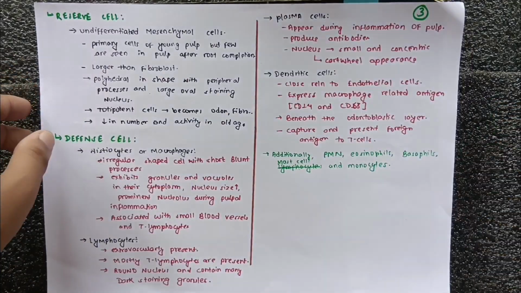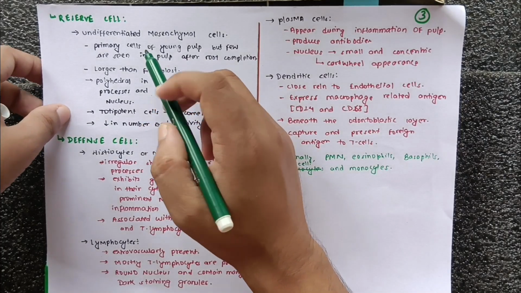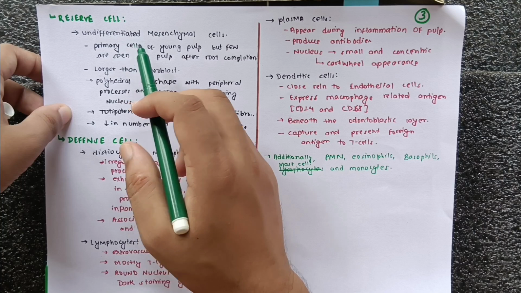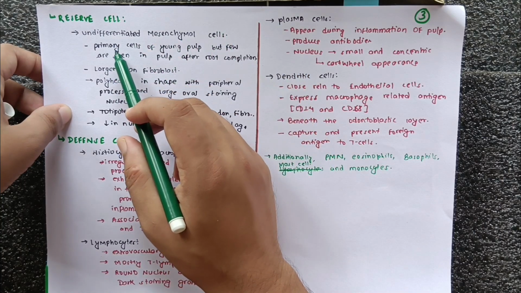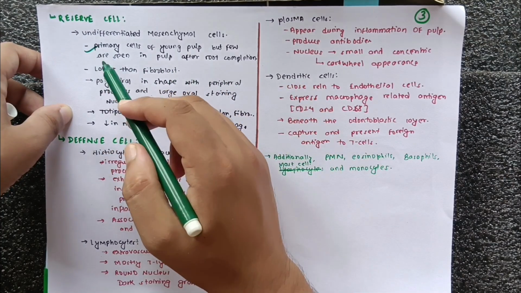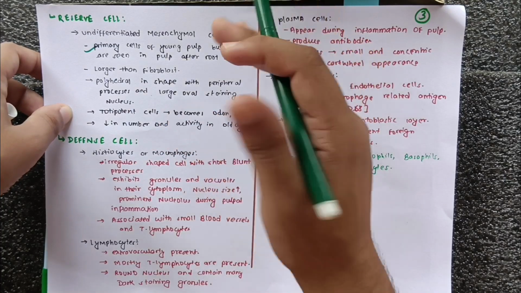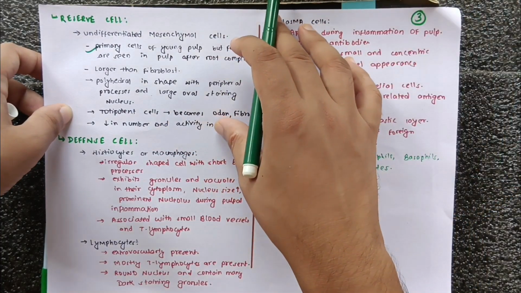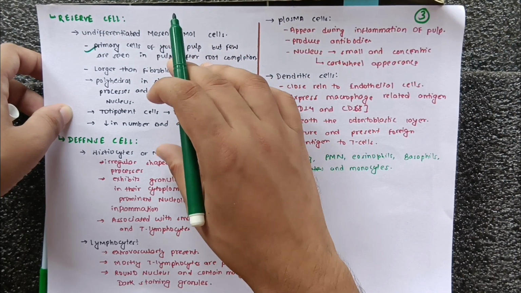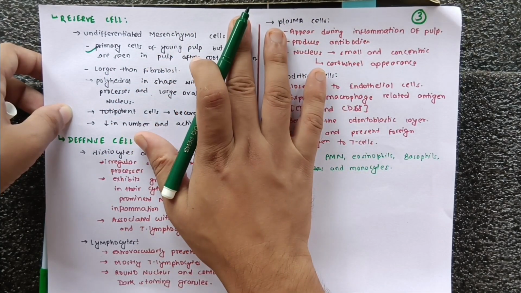After fibroblasts, we have another type of cell, the reserve cells. Reserve cells are undifferentiated mesenchymal cells, and these are the primary cells of the young pulp, though a few are seen in the pulp after root completion too. They are particularly the cells of the young pulp and are not present in the older pulp. As we saw in the previous part, fibroblasts are present in both young and older pulp, but these reserve cells are present particularly in the young pulp only.